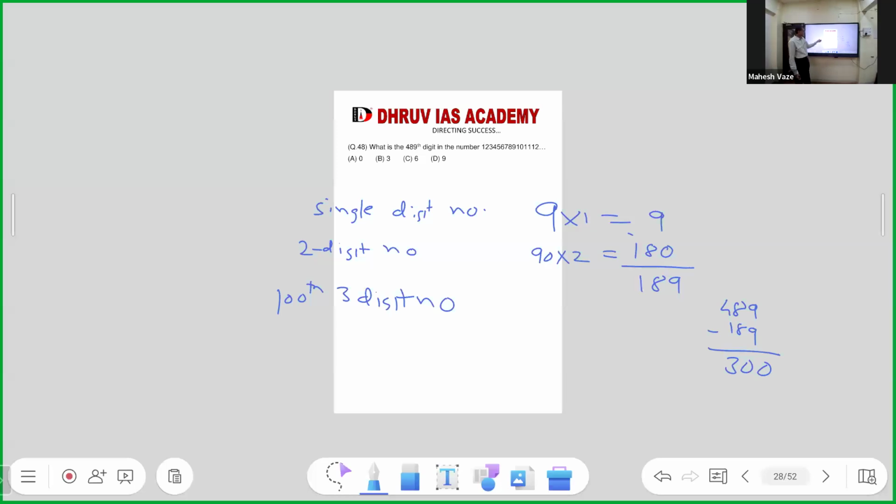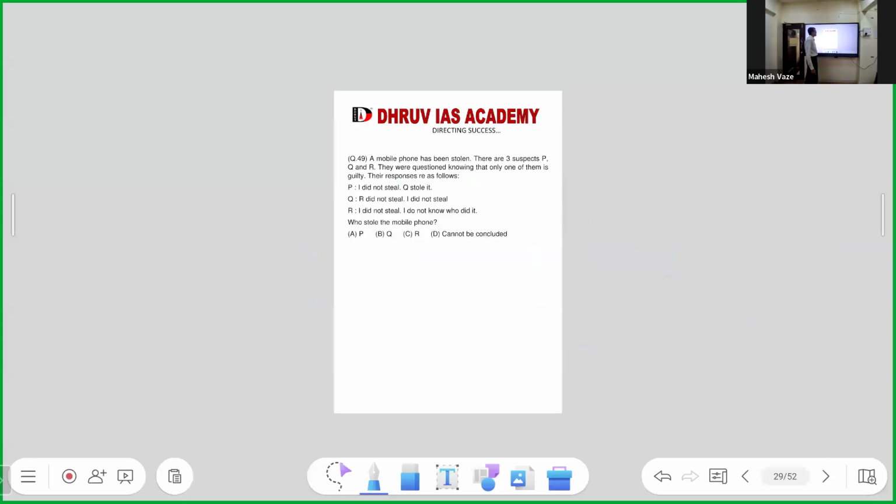So the unit place digit of the 100th 3-digit number will be the 489th digit. The 100th 3-digit number will be 199, and the unit place digit 9 will be the 489th digit. See, 9 digits, 180 digits, then these 300 digits, so total 489 digits. The last digit of this 100th number is 9, so our answer here is 9. So just basic number system here: single digit numbers, 2-digit numbers, 3-digit numbers, and so on. We'll go for the next problem.